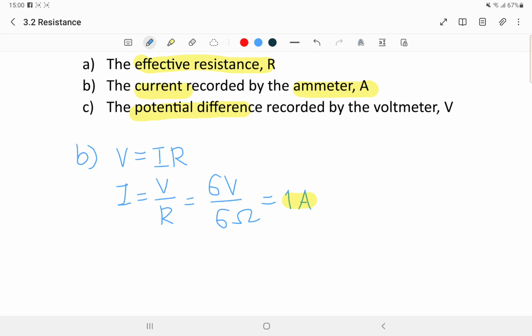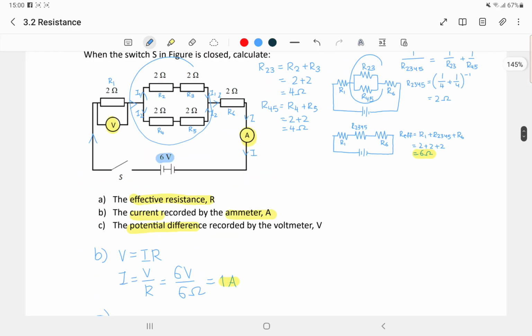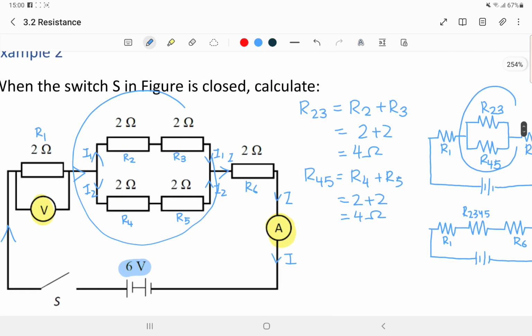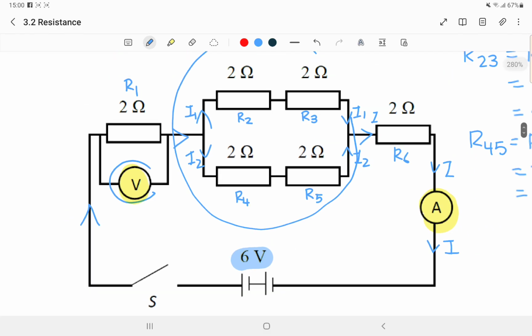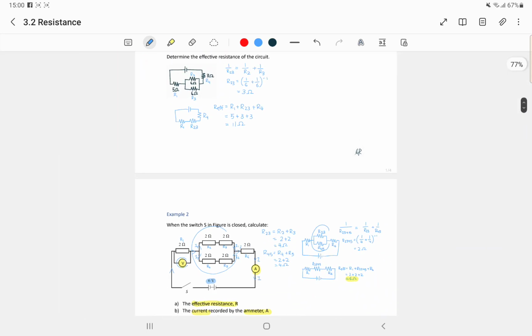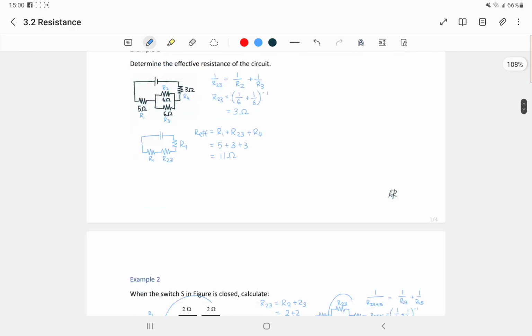Okay, and lastly, calculate the potential difference recorded by the voltmeter here. So we can see that the resistors are arranged in series, and in series the potential difference across the cell equals the sum of the potential differences across each of the resistors.